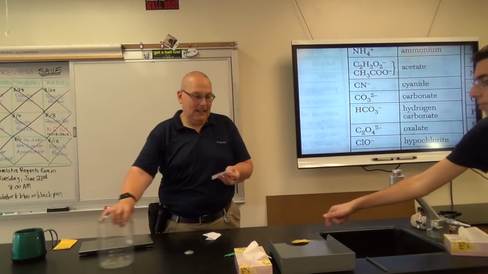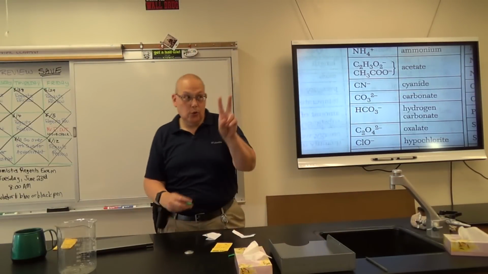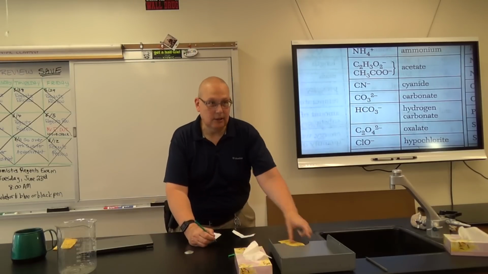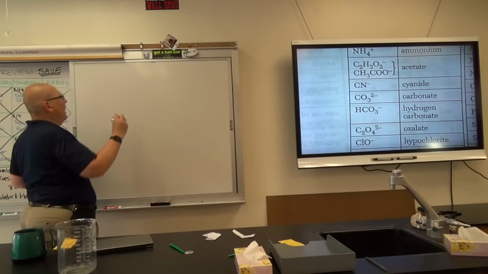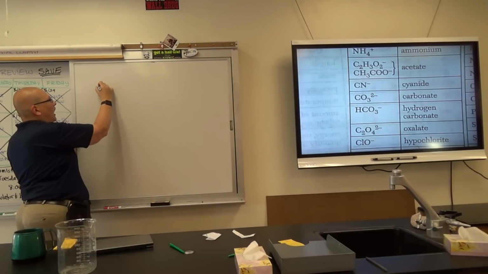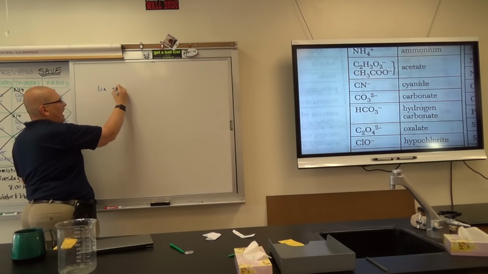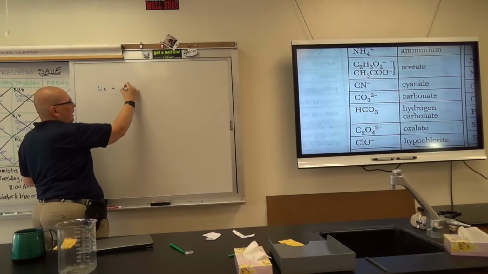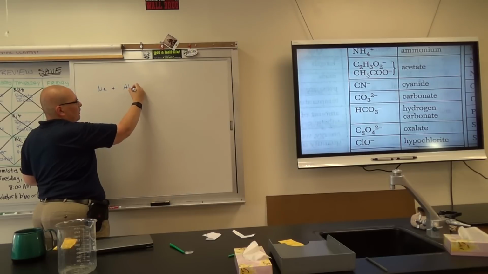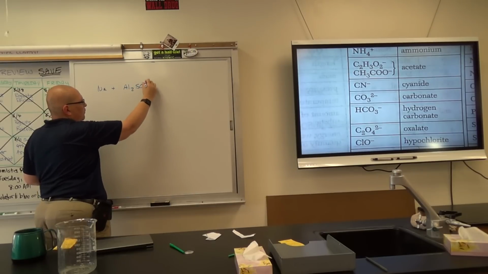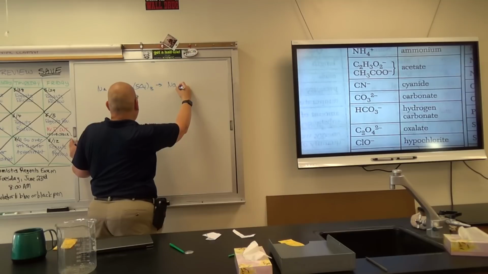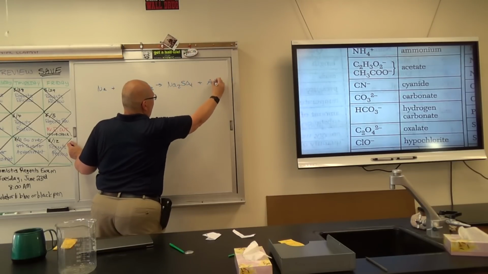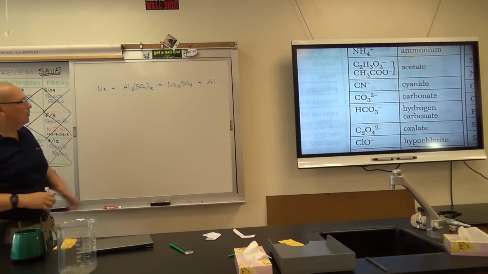An example of balancing an equation. There are two kinds of equations that we can balance. First kind of equation is just straight up. Like, let's say we have Na plus Al2(SO4)3 forms Na2SO4 plus Al. Nice little single replacement reaction.